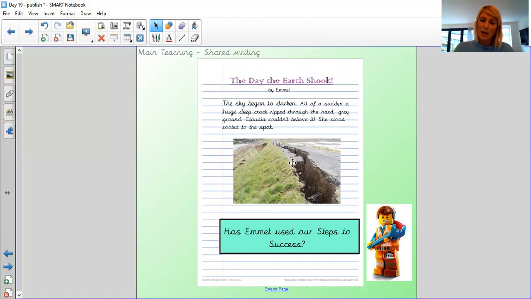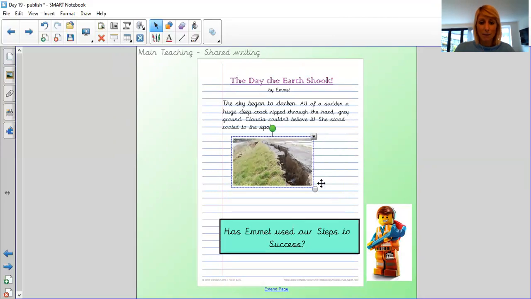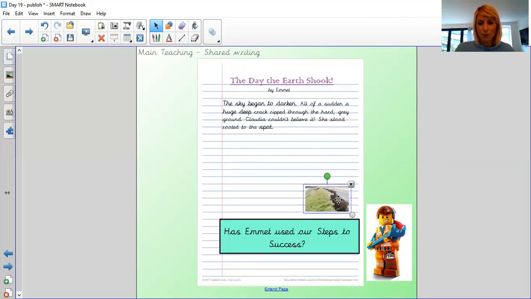Now, I like the fact that he included a picture, but I don't want the whole page taken up with a picture, do I? So I'm just going to make that a bit smaller and perhaps put it down in the bottom corner so he's got more room to write, okay?